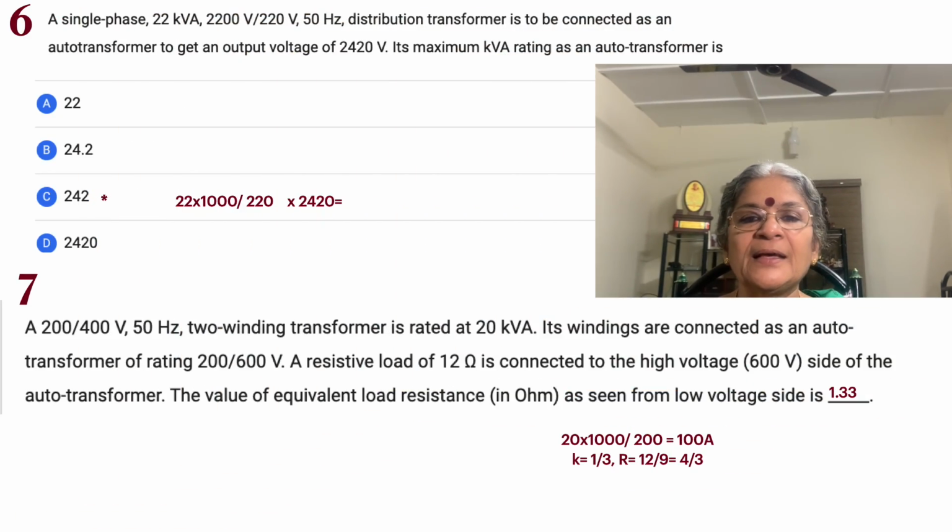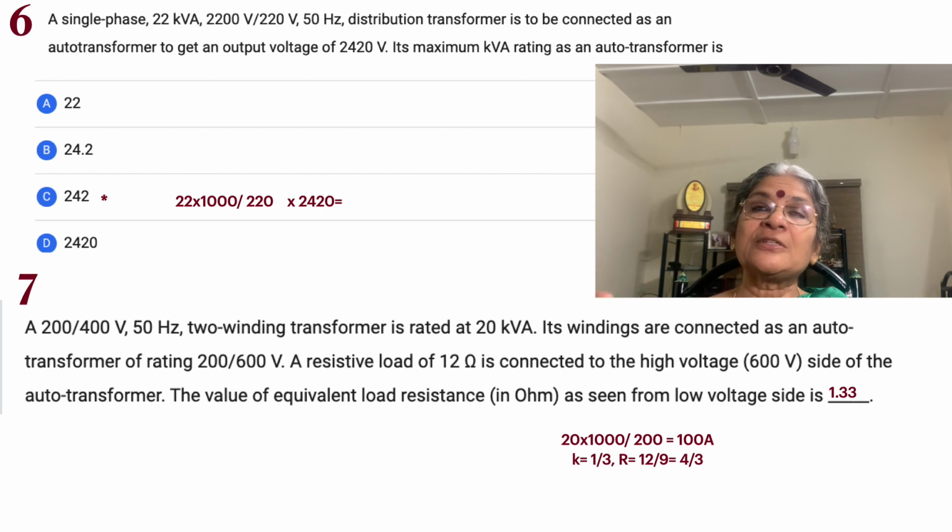Sixth problem. A single phase 22 kVA, 2200 volt, 220 volt, 50 hertz distribution transformer is to be connected as an auto transformer to get an output voltage of 2420. How is it possible? We have 2200 volt winding on one side. Over and above that, add 220 volts. So what do you have? 2420 volt. So it's possible.